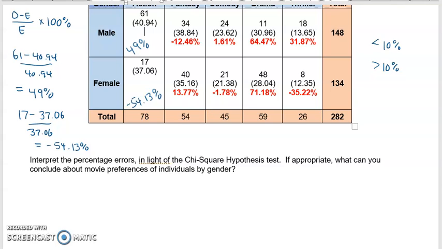Now, there are some trade-offs. That's not an absolute rule, because you have to consider sample size and so forth. But this is a good rule of thumb. So what we would need to do is identify the differences in the table, those that are over 10% error. So we already did the first one. We looked at the male in action.